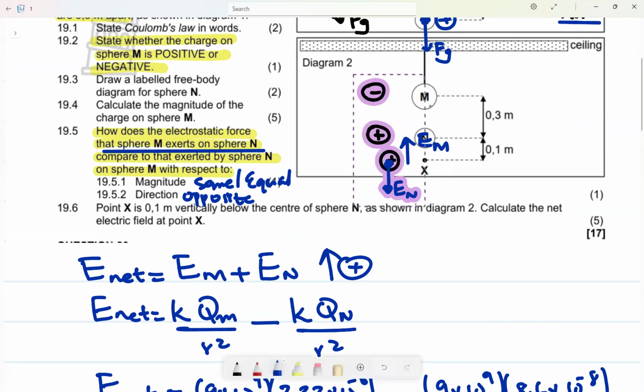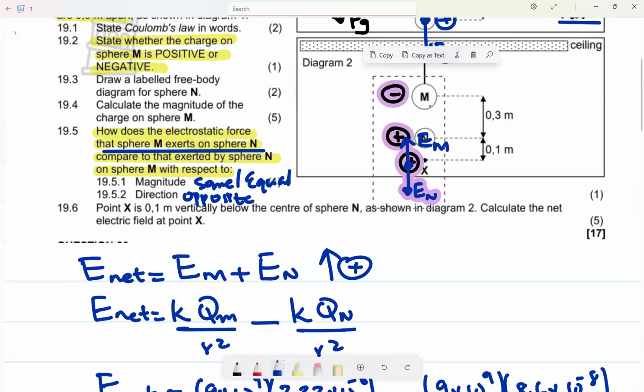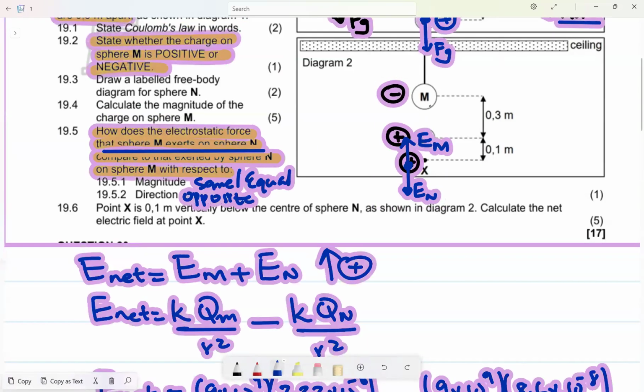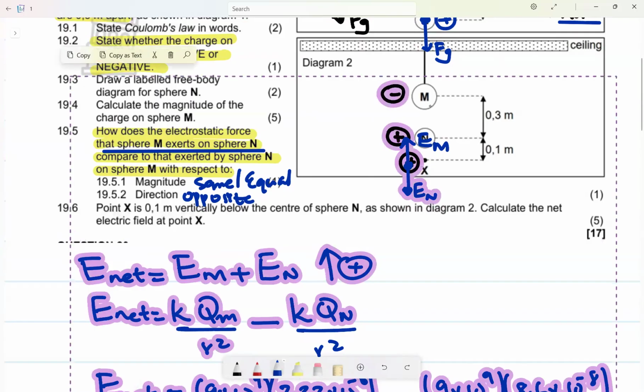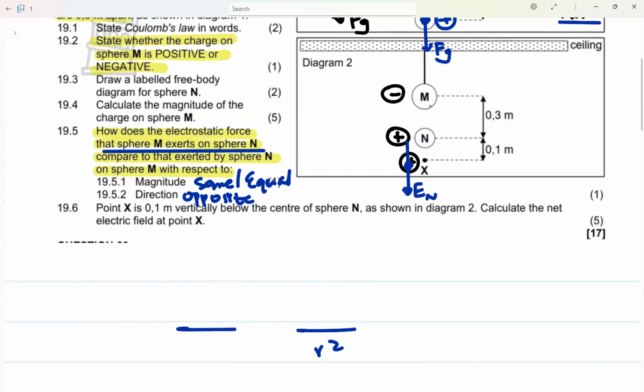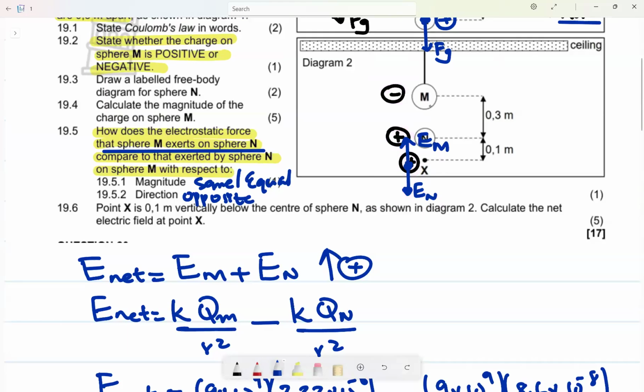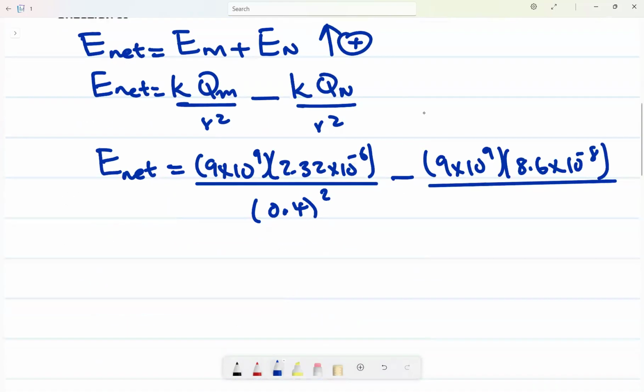Very, very key that you know the distance. You can check the distance very well. I have 0.1.